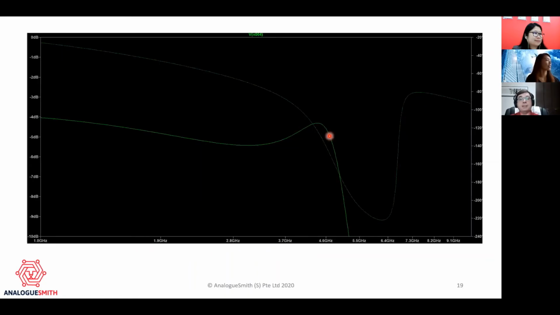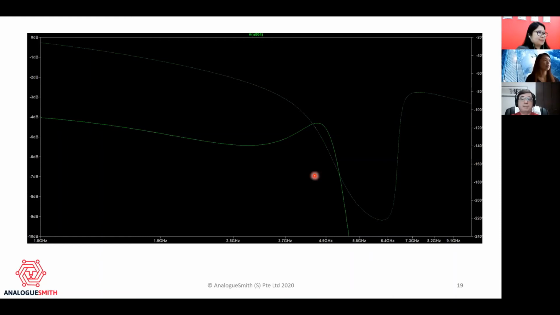Now you can immediately see that this is completely different. For a start, you can see that the phase, where before it flowed down nicely, is suddenly coming up again. And the amplitude is dropping off sharply before the 5.5 gigahertz.